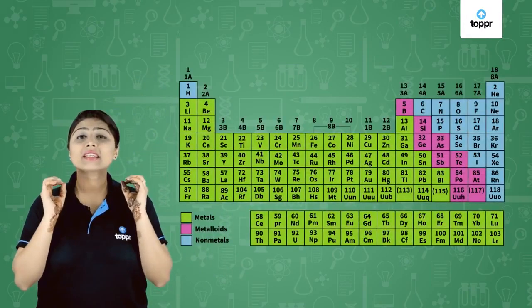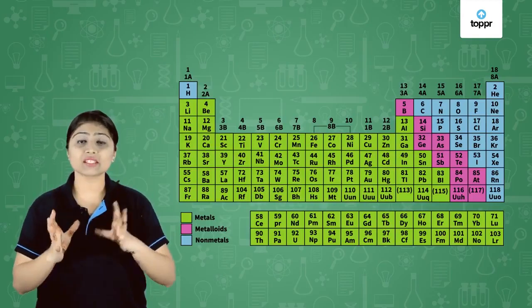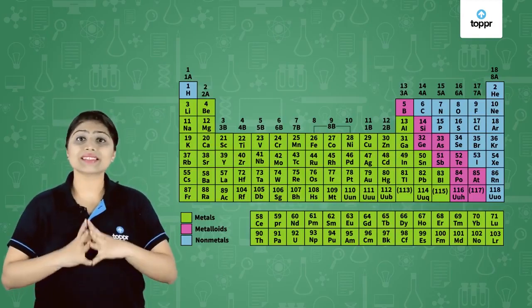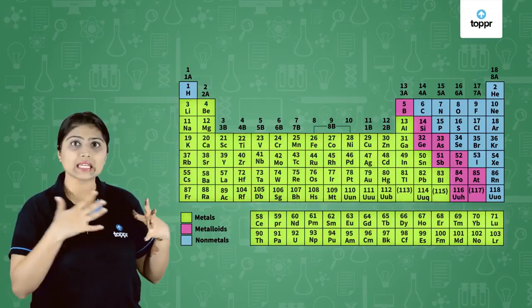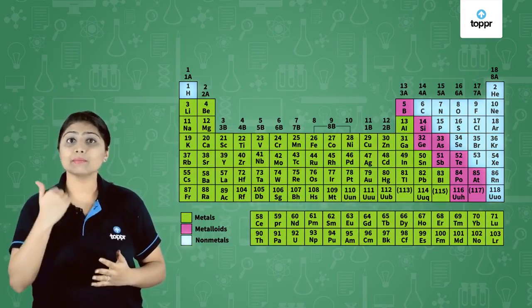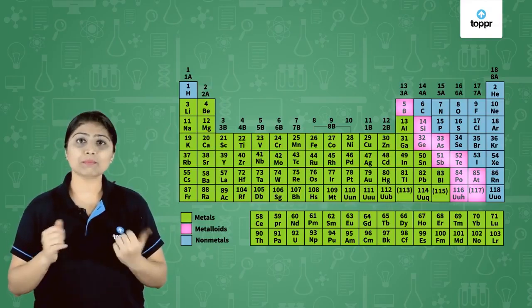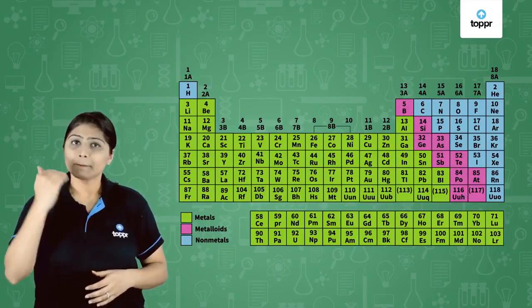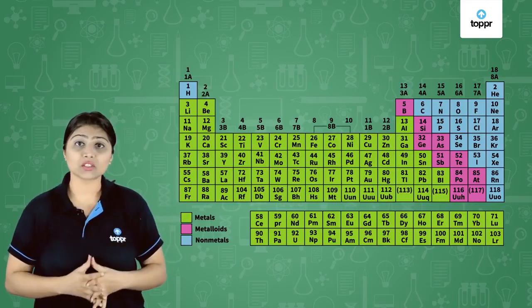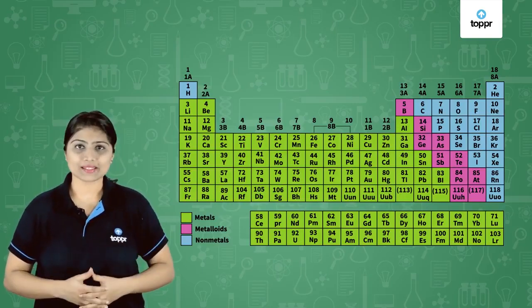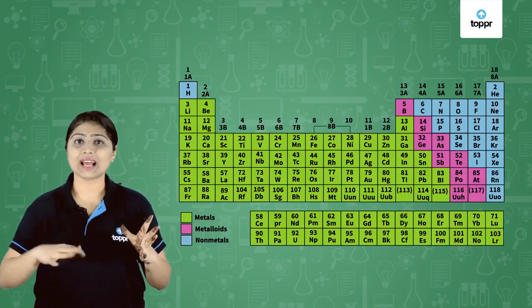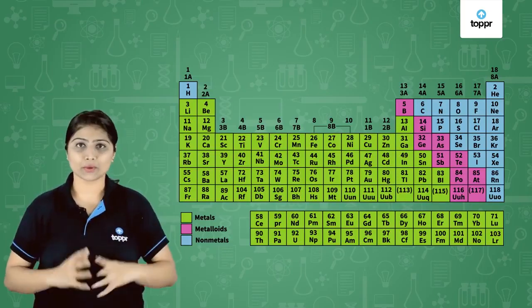Now, how many elements do we have around us? 1, 2, 3, 4? No. We have 118 elements around us and their information is given in this table. Every element is represented by its symbol. The elements that you can see in green are called metals. The elements in blue are called non-metals and the elements in pink are called metalloids. Metals and non-metals have opposite properties to each other, whereas metalloids possess properties of both metals and non-metals. So an element is classified as metals, non-metals and metalloids.